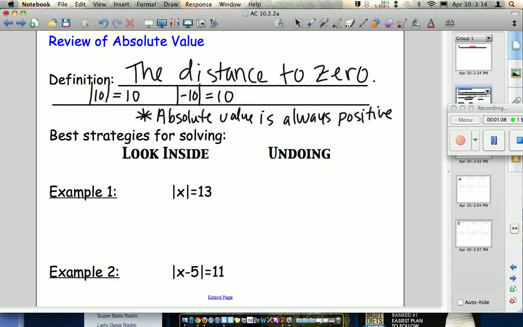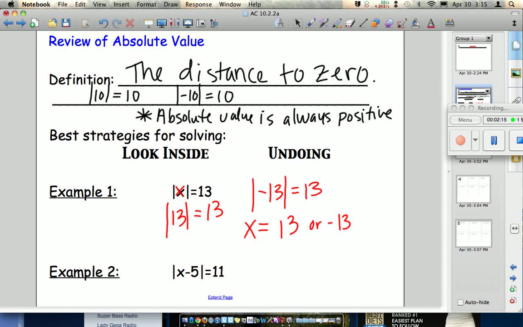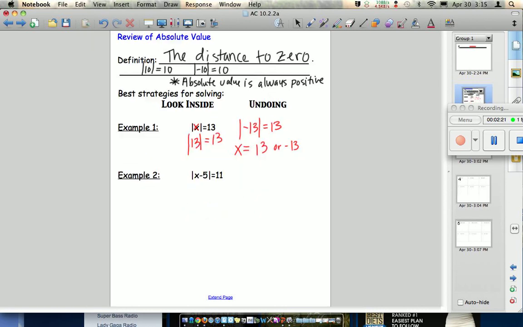I'm looking inside to this x because this is inside the absolute value, and I think about what numbers could I put inside and get an answer on the outside of 13. Hopefully you're realizing that the number 13 could be put inside because the absolute value of 13 is 13. But there's another value that you could use. The absolute value of negative 13 is also 13. So our two solutions in this case, that we would write and give as an answer on a test, are x equals 13 or negative 13. Those are the two ways to get solutions to this equation by looking inside.